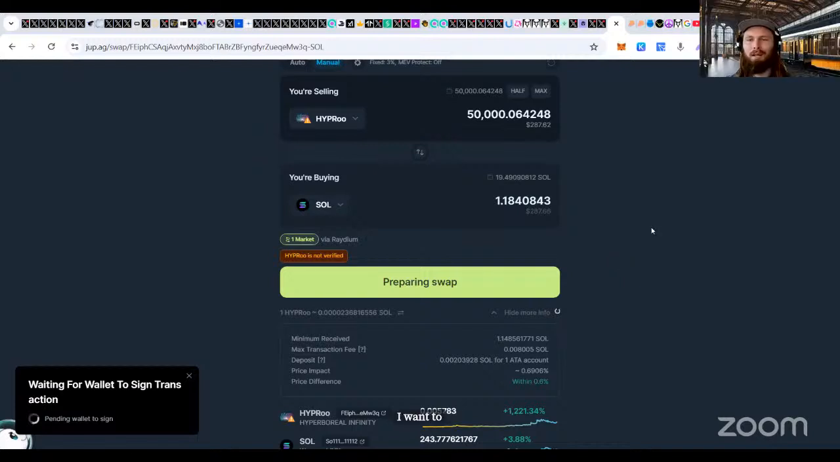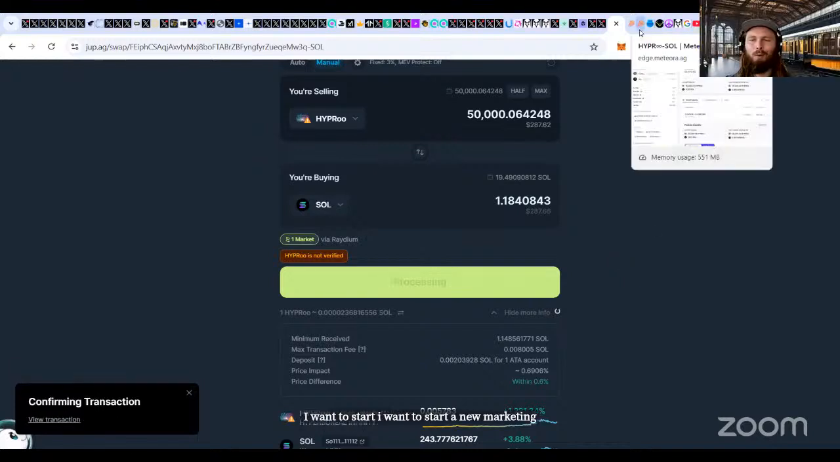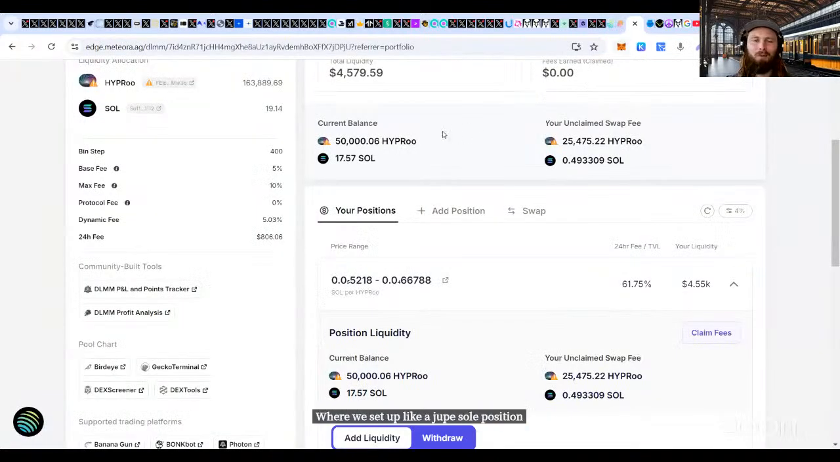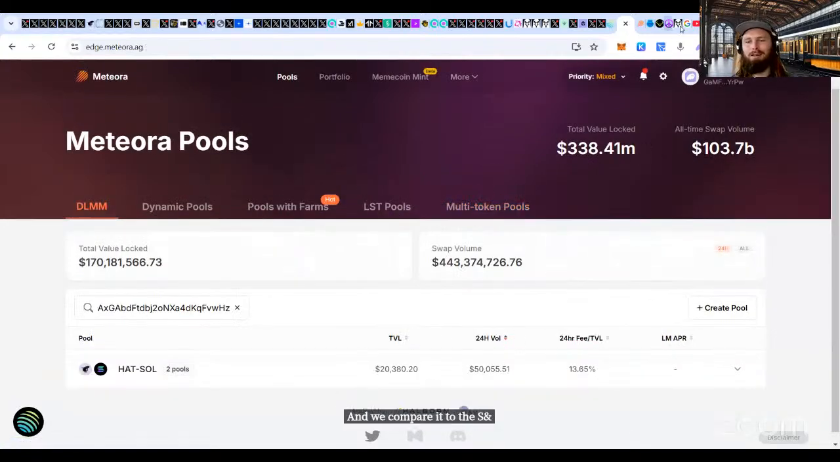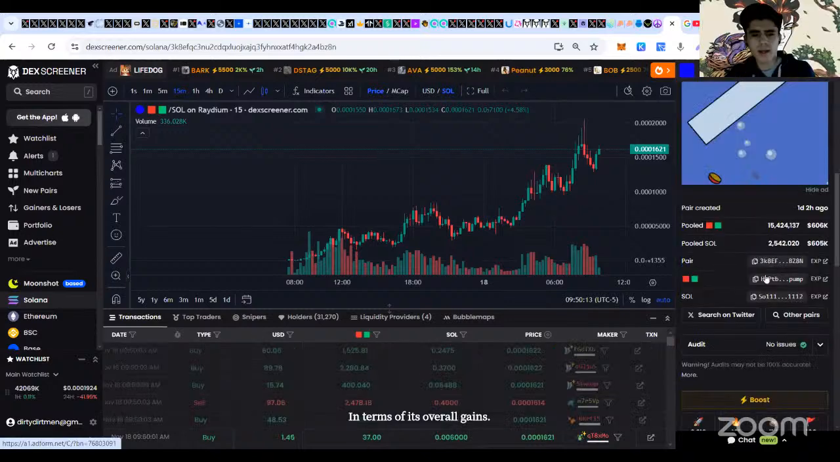I want to start a new marketing campaign where we set up a Jupiter SOL position and compare it to the S&P 500 in terms of its overall gains. Yeah, that'd be quite interesting.